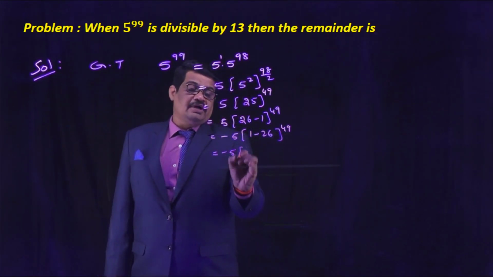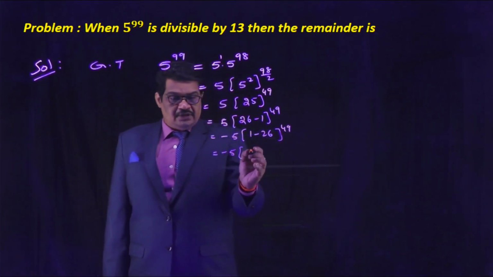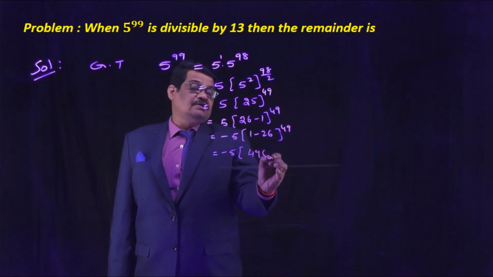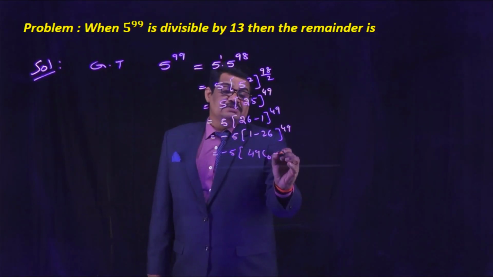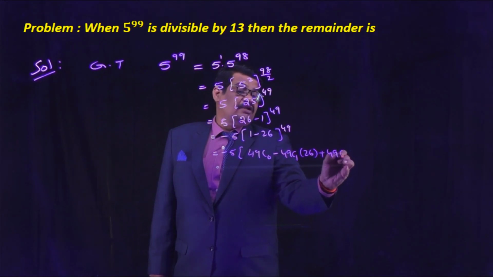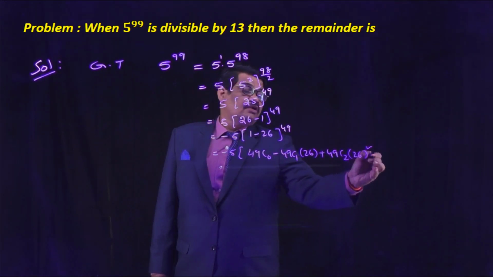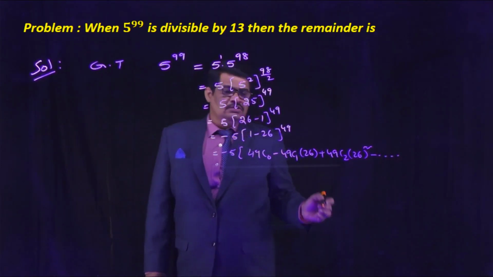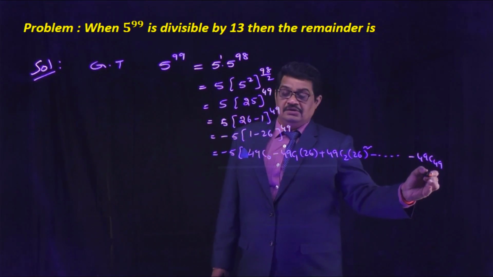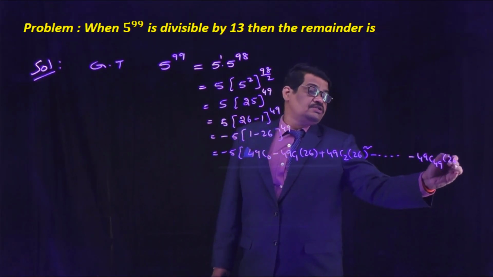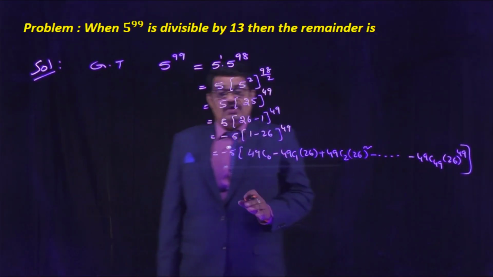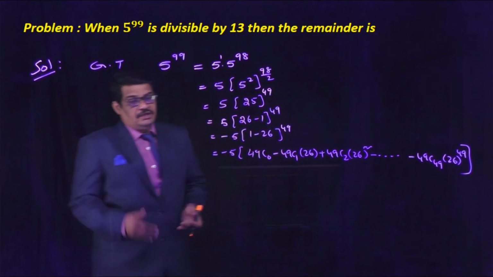Now this can be written using the binomial theorem. What is the expansion? 49 C0 minus 49 C1 26 plus 49 C2 26 whole square minus and so on. The last term is minus 49 C49 into 26 whole to the power of 49. So this is the expansion of (1 minus 26) whole power 49.